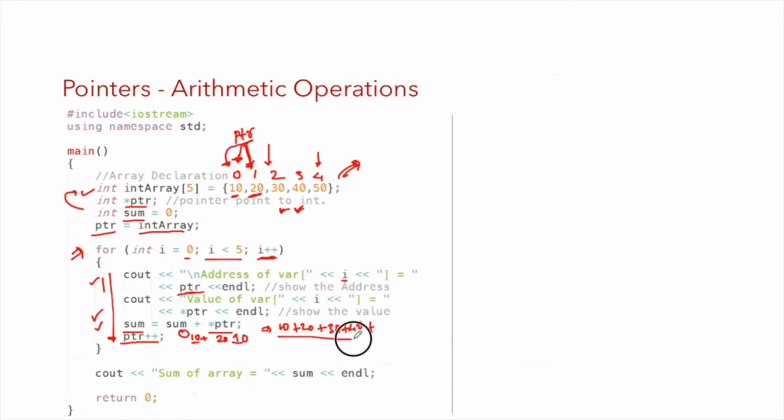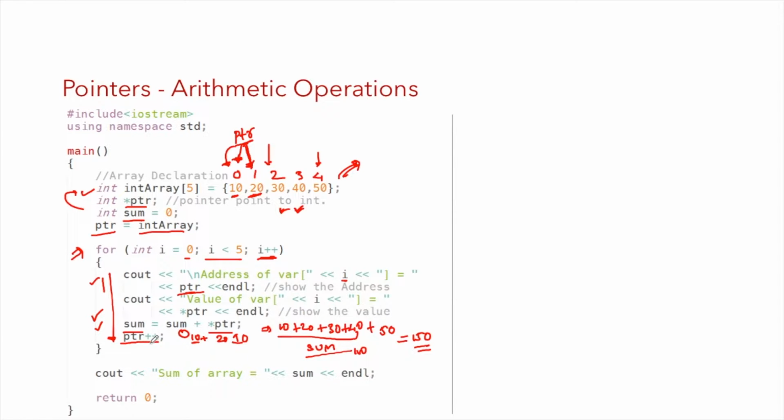So this addition was stored into variable sum. The new value, that is 50, will be added into the existing value of sum, that is 100. So 100 plus 50 is 150. So sum will finally be updated to 150, and again your pointer will be incremented.